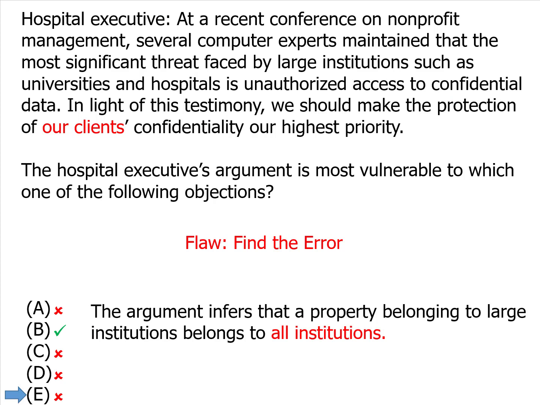Answer choice E is another version of answer choice D. It says that the argument is inferring that something that's true of large institutions is true of all institutions, but this argument doesn't make any claims about all institutions, just about the hospital. So the answer is answer choice B.